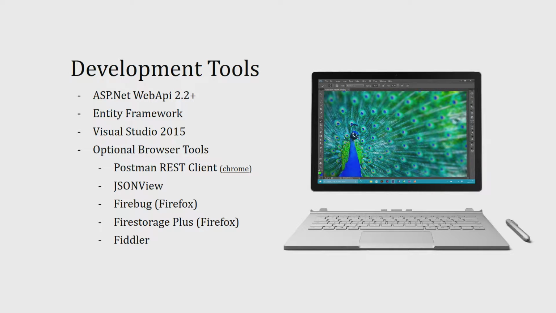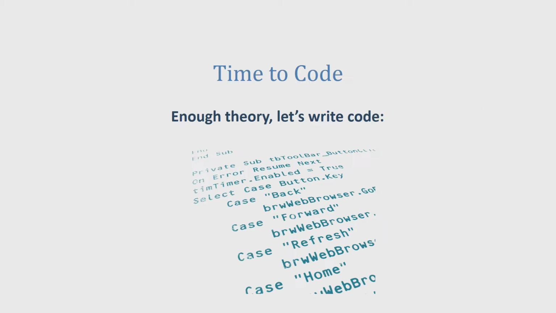Firebug, I live and die by that. Firestorage Plus is kind of nice as well. What that does is it lets you look at local browser-side storage, like local and session storage and stuff like that. And then Fiddler is another good one. REST client, that's another one. So, okay, time to code. That's enough. Was that too much?